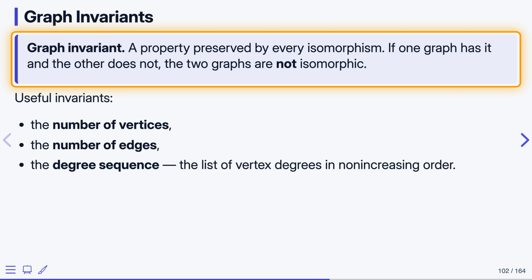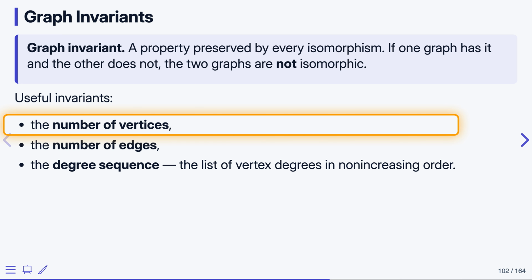But there is good news. Showing that two graphs are not isomorphic is often easy. We look for a property that every isomorphism must keep. Such a property is called a graph invariant. If one graph has the property and the other does not, they cannot be isomorphic.